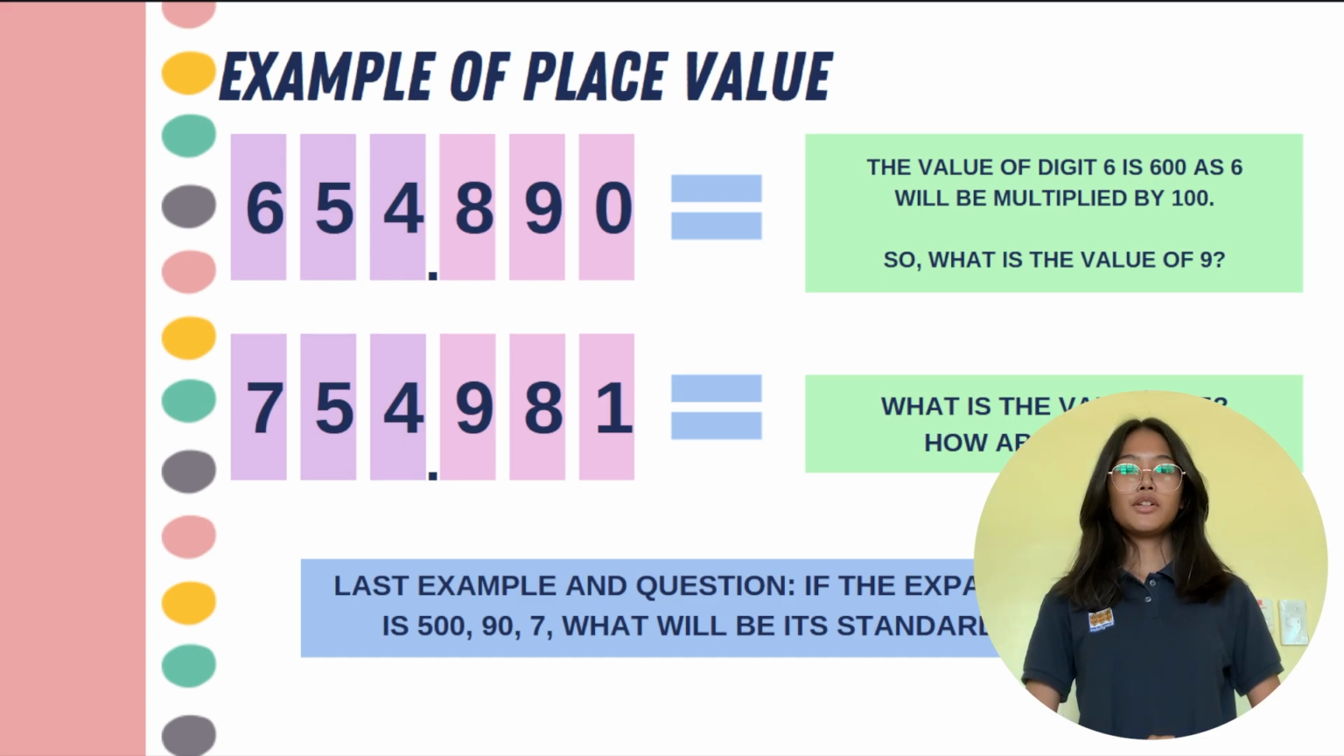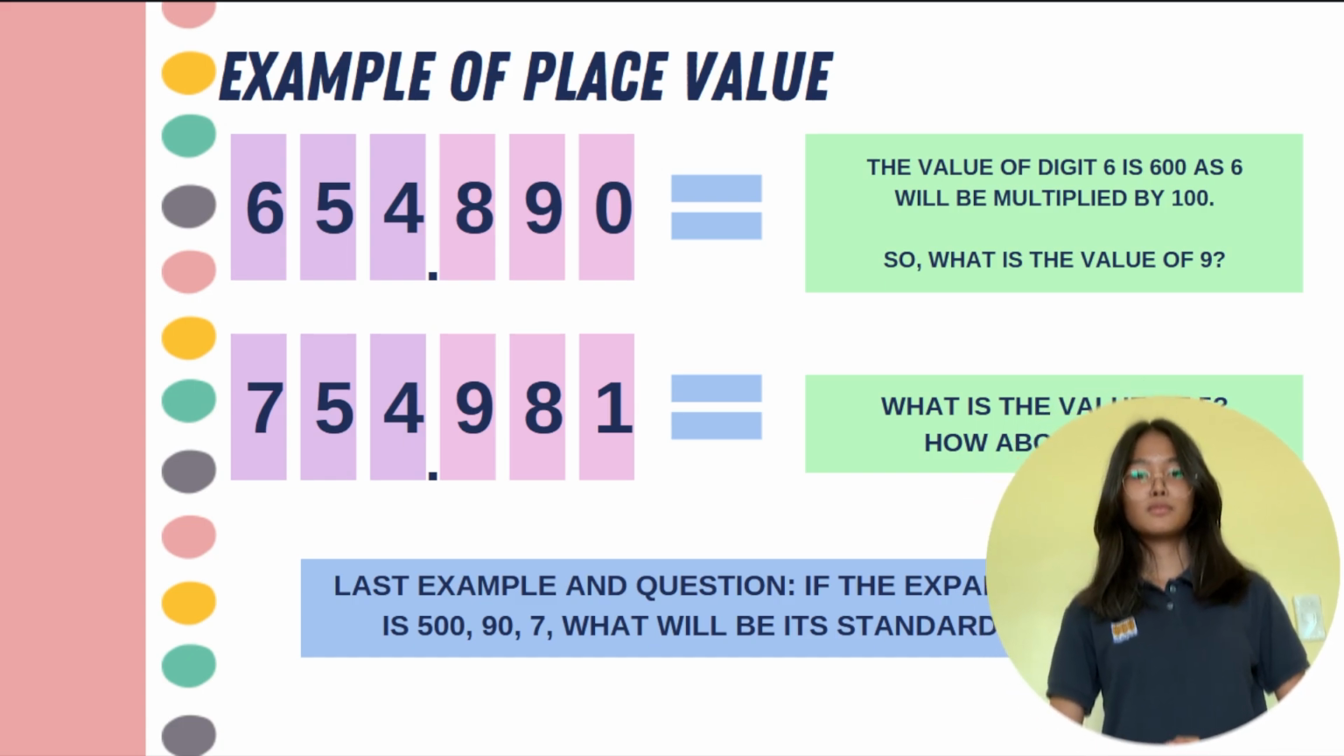Now let us have another example. We will use the expanded form of the digit to determine its value. In the number 654.89, the value of digit 6 is 600, as 6 will be multiplied by 100. So, my students, what is the value of 9?